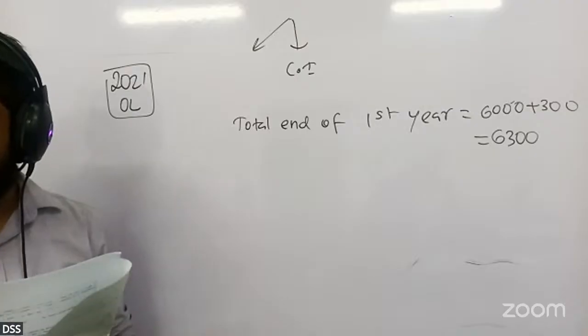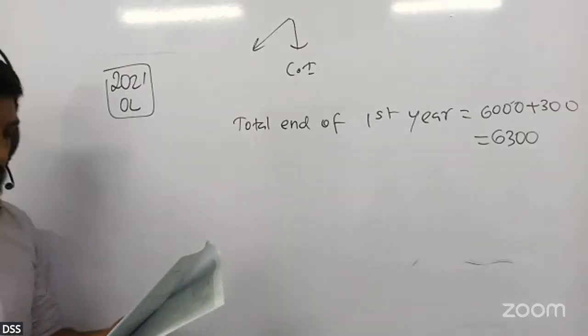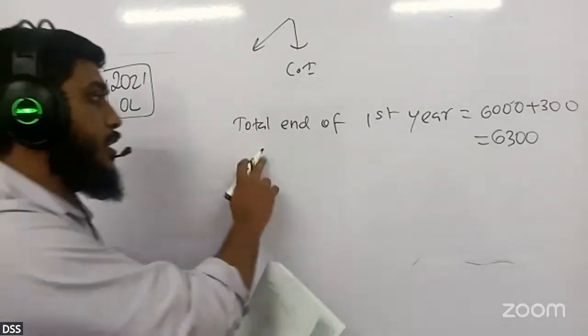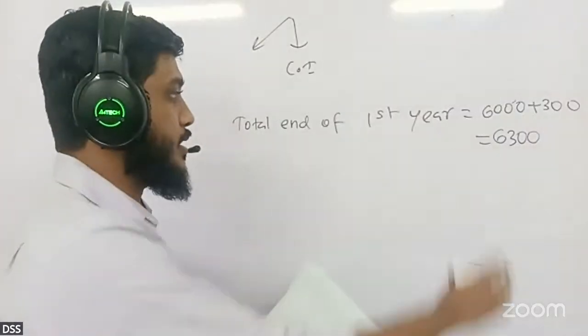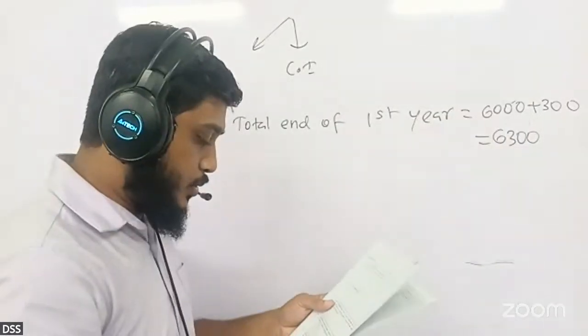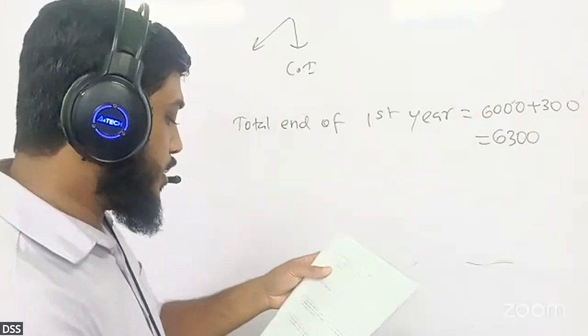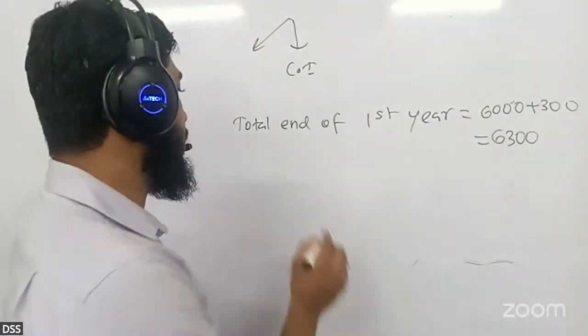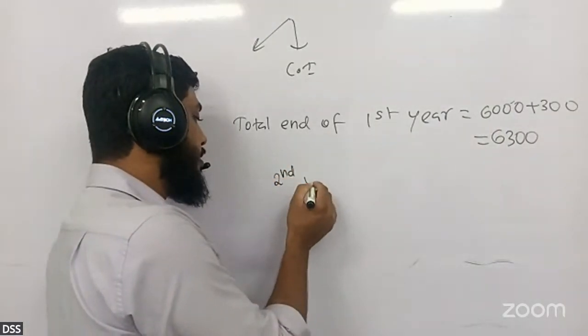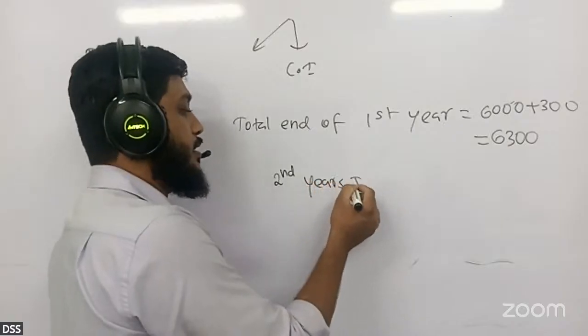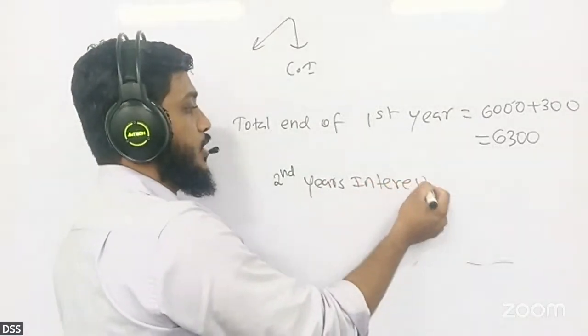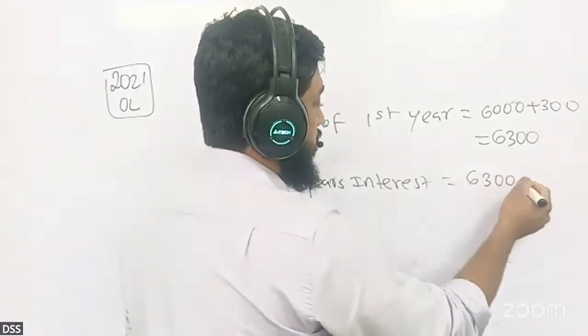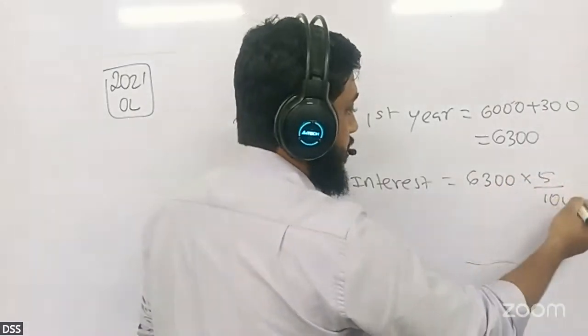Right. Now, see this part. So, total end of first year will be 6,300, totally 6,300. So, they have asked how much interest he receives for the second year. So, you can see the second year's interest. Second year's interest will be, children, from 6,300 they will get 5%.